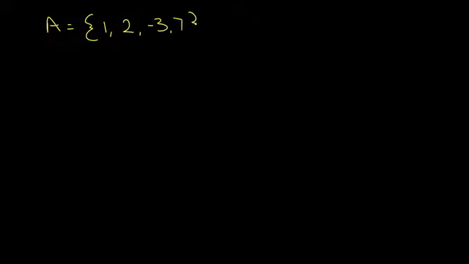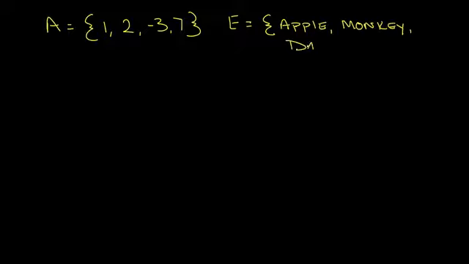So here I'm going to do 1, 2, minus 3, 7. But let me give you another example of a set. Let's say that E is equal to open braces, the word apple, the word monkey, my co-author Daniel Egger, and close braces.